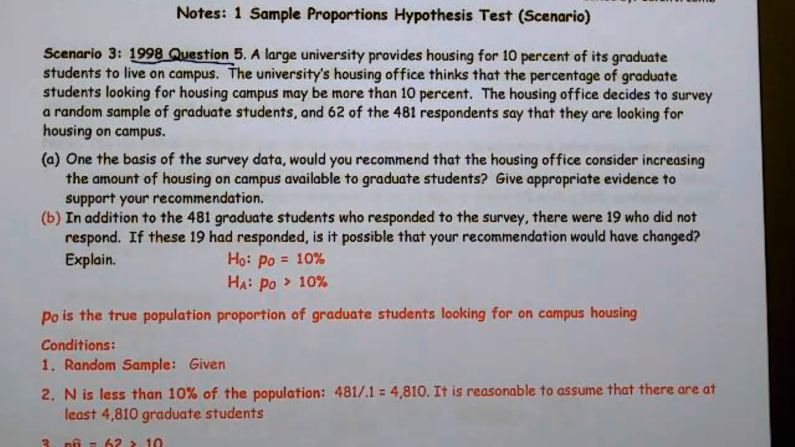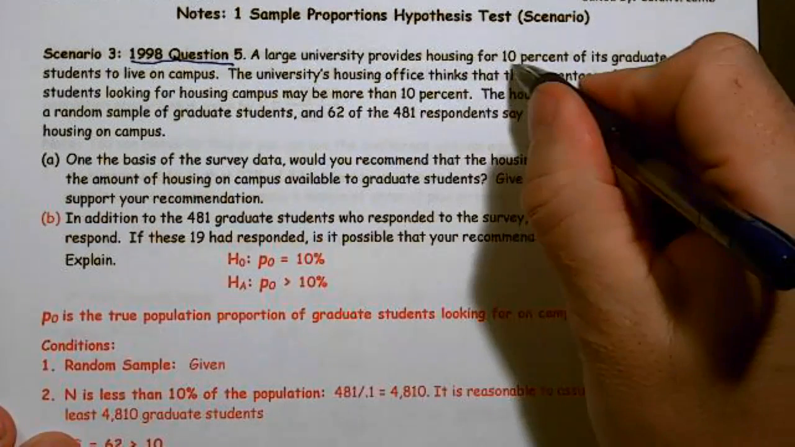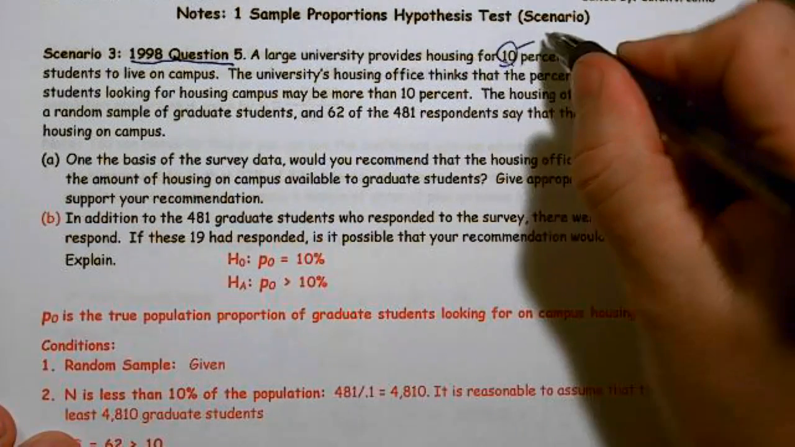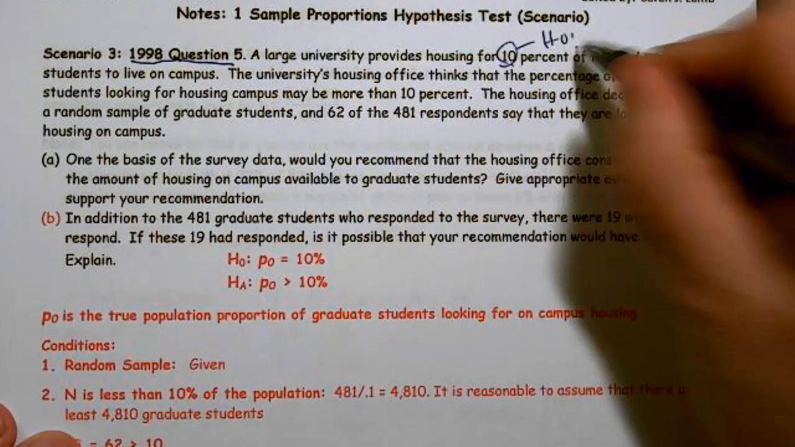So a large university provides housing for 10% of its graduate students to live on campus. The university's housing office thinks that the percentage of graduate students looking for housing may be more than 10%. So basically, our status quo is that it's 10%. So this is kind of our claim.